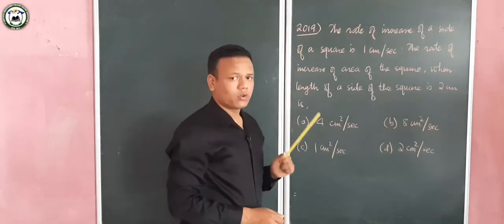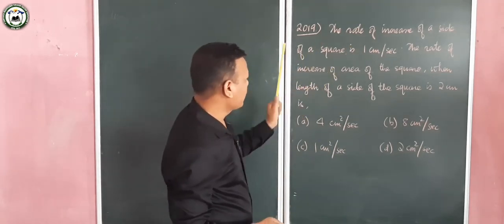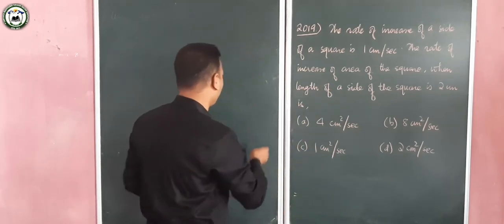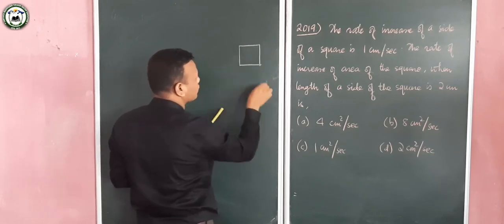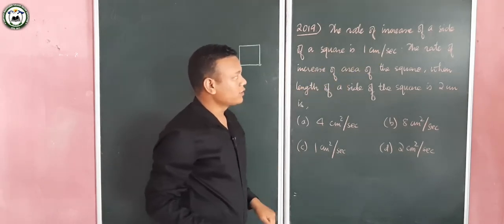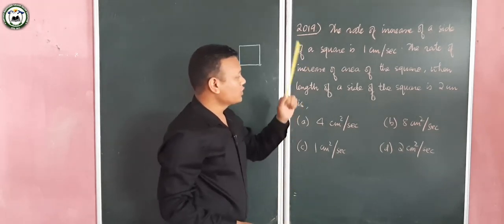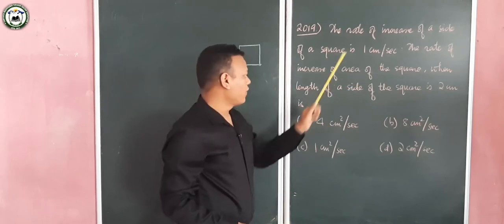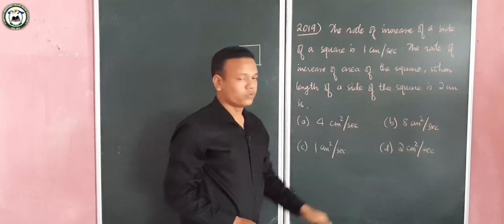2019 here, so you actually, team ko objective ma aako thiyo. So the question says the rate of increase of a side of a square is 1 cm per second. Okay, so there is a square, and square ko pratyek side nai increase hudaicha, that means 1 second ma 1 cm le increase hudaicha. The question is asking the rate of increase of the area of the square when the length of a side of the square is 2 cm.